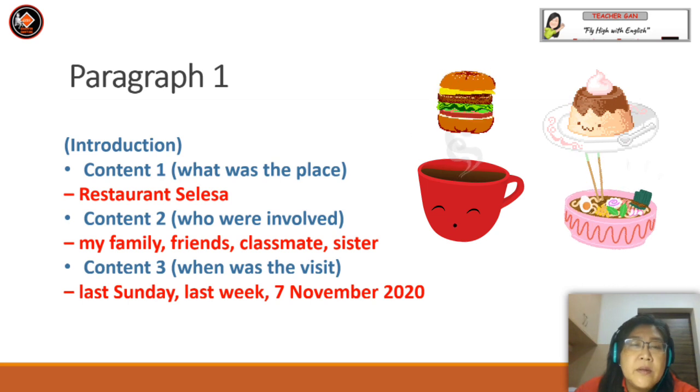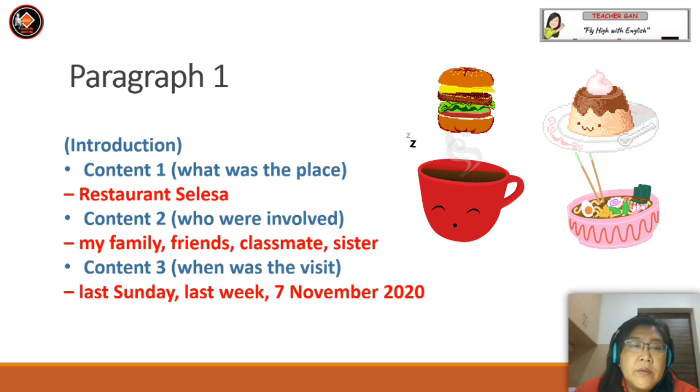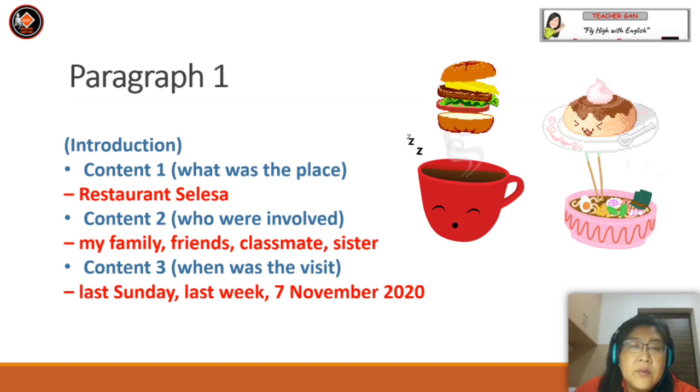Now let's look at paragraph 1, where we have the introduction. Remember that you have to write 3 contents. Content 1, what was the place? Restaurant, for example, restaurant Slicer.